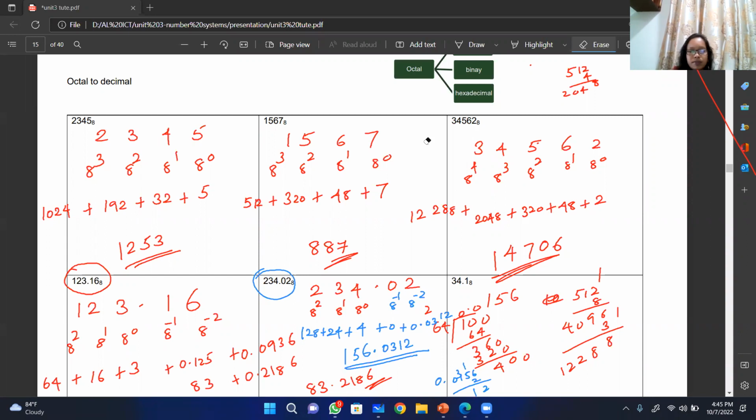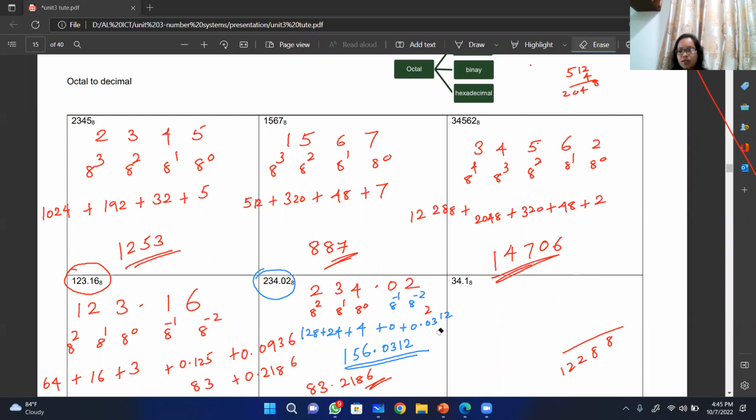And then if you have any differences in your answers, just write down the correct answer and try to solve it correctly after the class. 34.1, 8 to the power 0, 1 and minus 1. That is 4, 24. And this one 0.125. Then add together 28.125. Okay. Got the answer? Anybody? Yes, madam. Right.